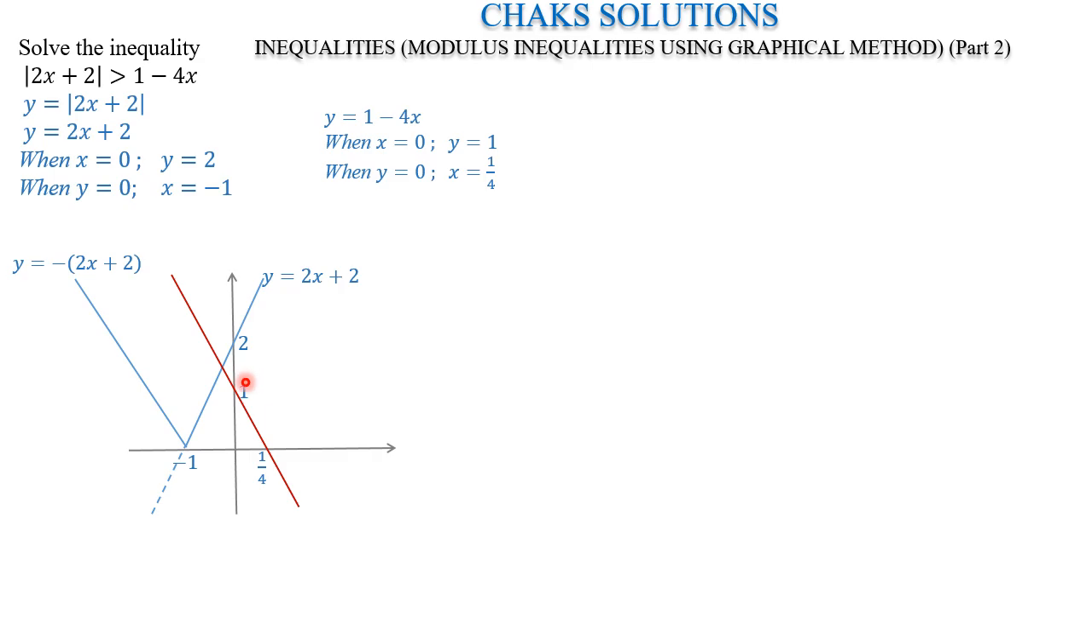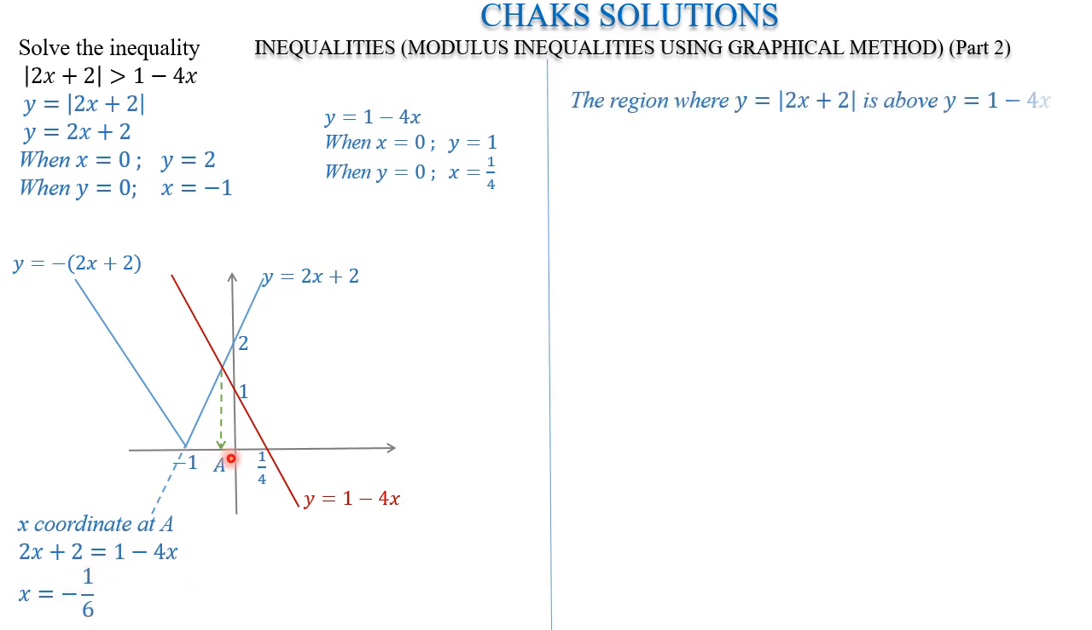Let's now see how it looks. Our critical point in this case is at this point here. We need to find this critical point. It is the point of intersection of the graph of y equals 2x plus 2 and y equals 1 minus 4x. So let's intersect: 2x plus 2 equals 1 minus 4x. Then what are we going to have? We are going to have x equals minus 1 over 6.